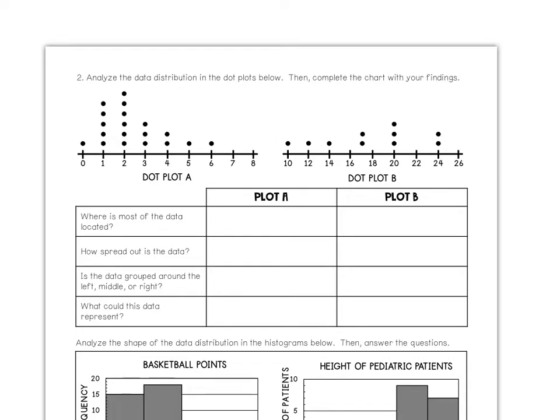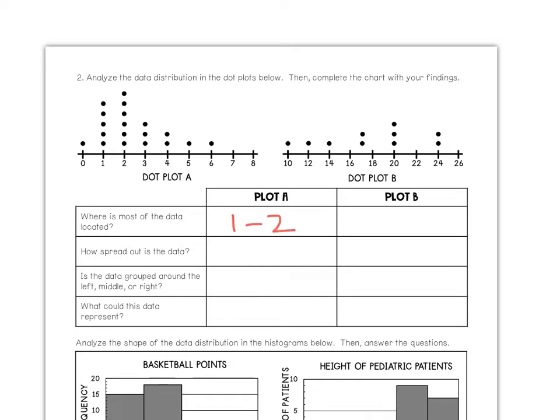So the first question is, let's go right down with dot plot A. Where is most of the data located? I would say in this case, most of the data is right over here, so between 1 and 2. So let's write that, 1 to 2.